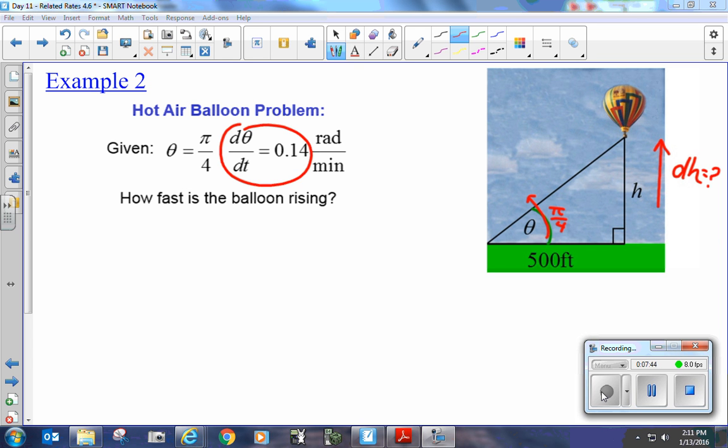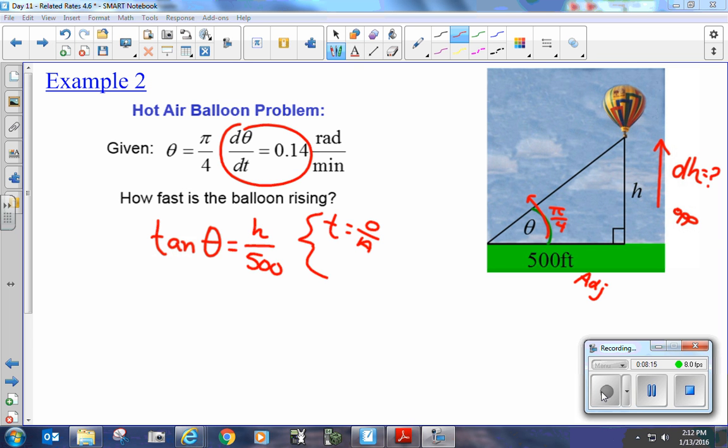Yeah, you're going to use trigonometry. So based on this angle right here, what sides do I have? I have the opposite side and the adjacent. Tangent. The tangent of my theta is going to equal H over 500, because tangent equals opposite over adjacent. That's how I got this.